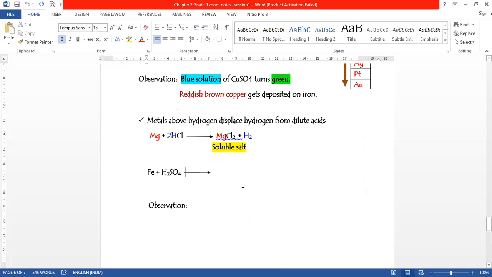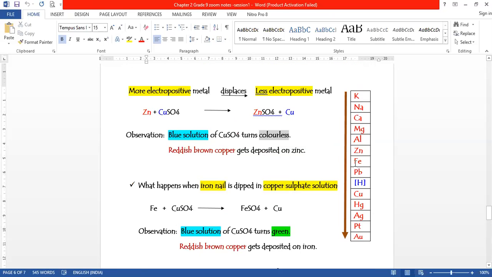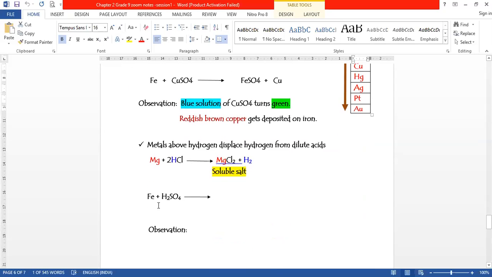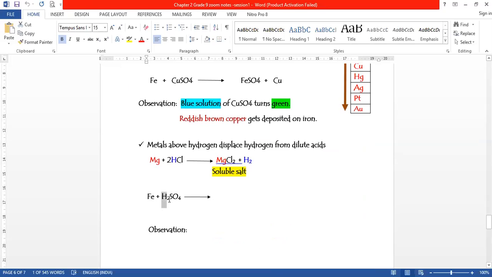So if I'm taking iron, you can see the position of iron is over here above hydrogen. So obviously it can displace hydrogen. Iron will go and displace hydrogen from this acid. So the compound which will be formed will be FeSO4 plus H2. Okay, so this will be the product which is formed.